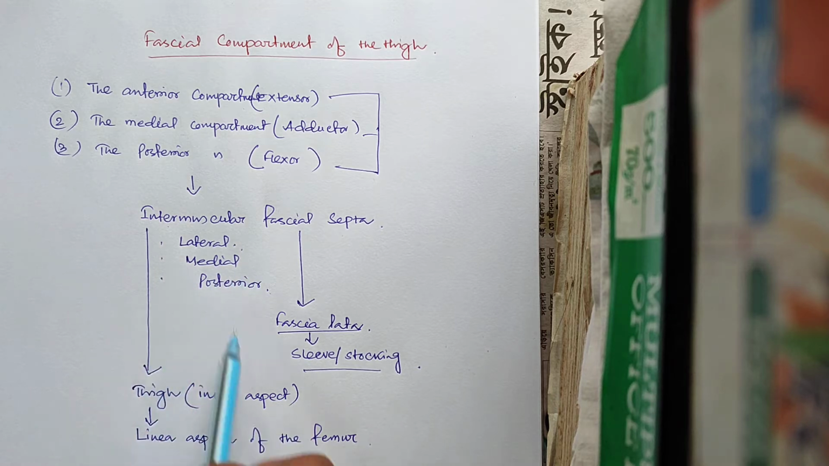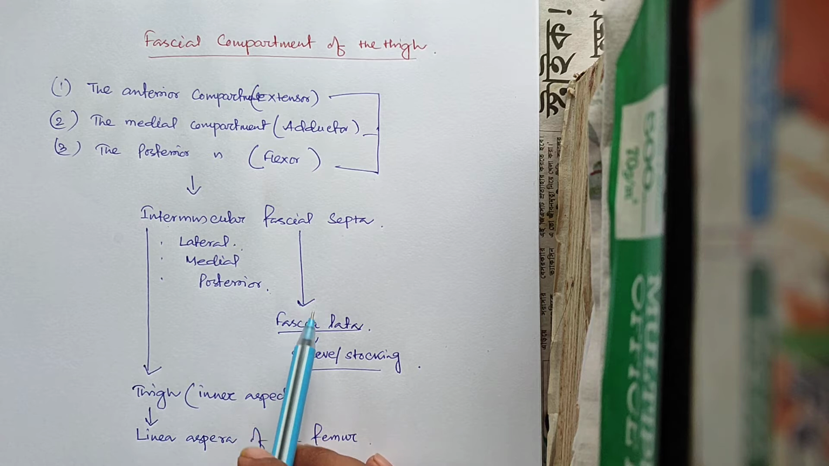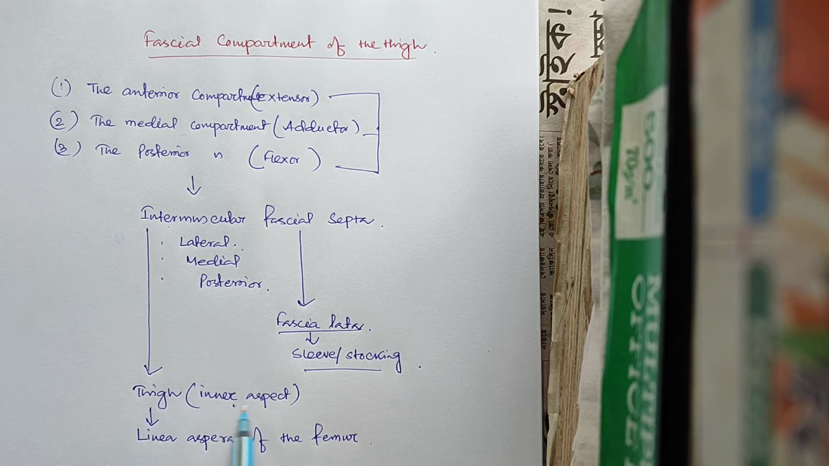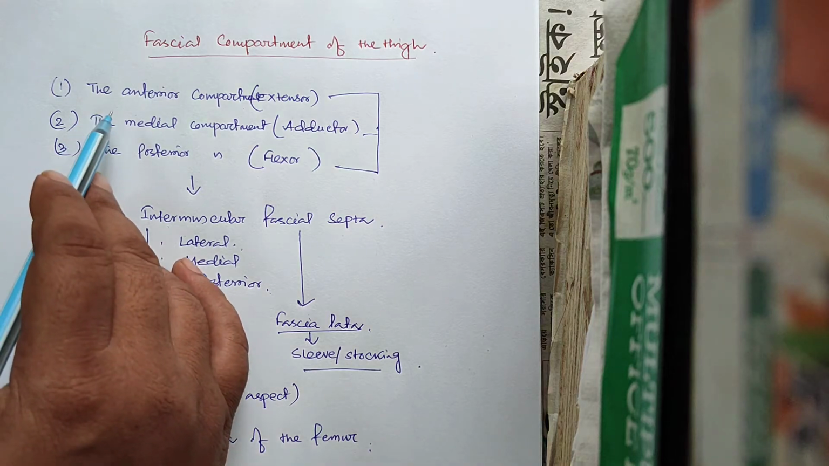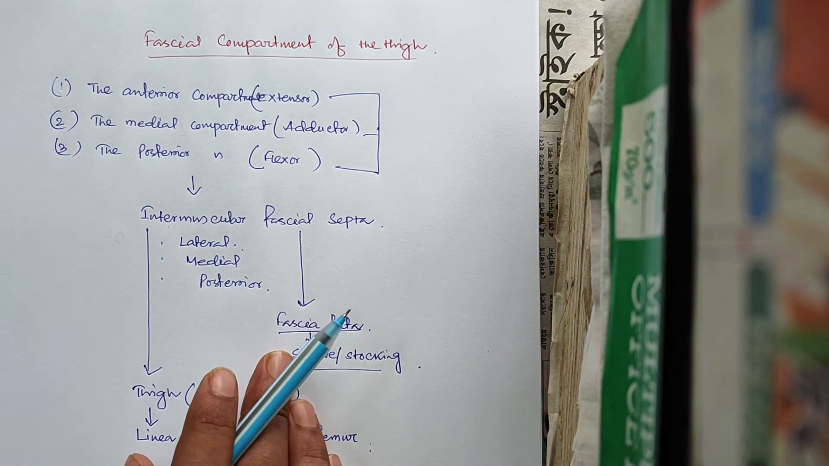So the intermuscular fascial septa are formed by the fascia lata or deep fascia, which forms a sleeve or stocking-like structure, and they pass from the inner aspect of the deep fascial sheath of the thigh to the linea aspera of the femur, and divide the thigh into three compartments: the anterior compartment, medial compartment, and posterior compartment.